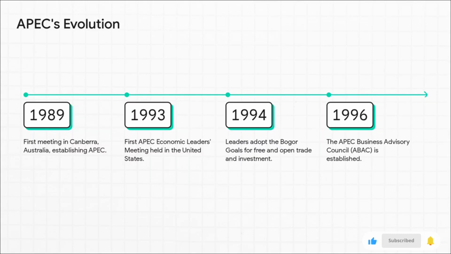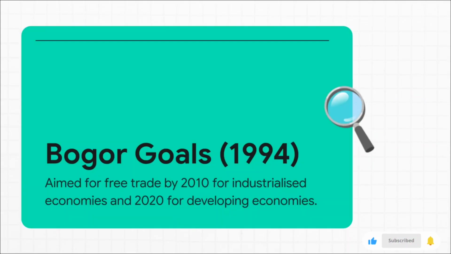And by 1996, they wisely brought the business community into the conversation by creating the APEC Business Advisory Council, or ABAC. The Bogor Goals. This was a classic exam topic. This was the moment APEC said, okay, let's put a deadline on this vision. And notice the two-tiered timeline, 2010 for the industrialized economies and 2020 for the developing ones. It was a practical way of acknowledging that everyone was starting from a different place.